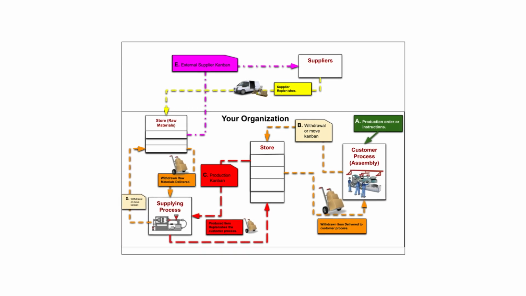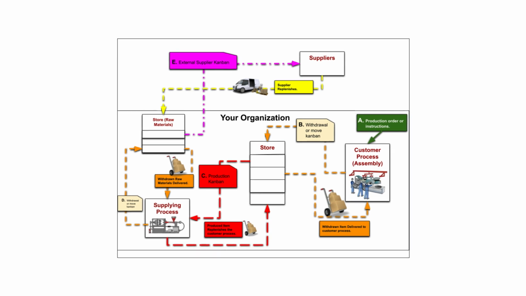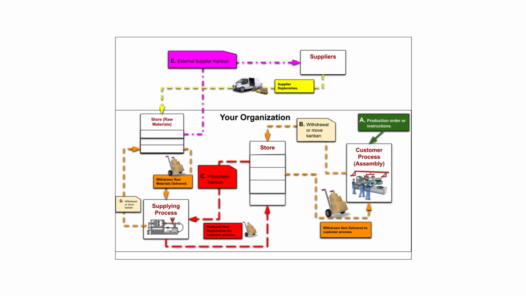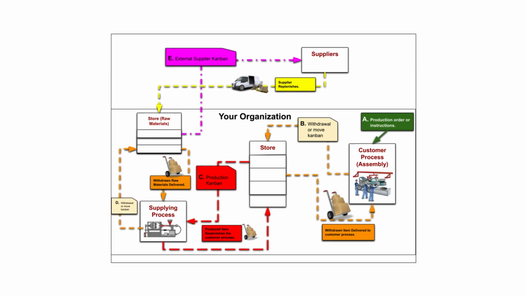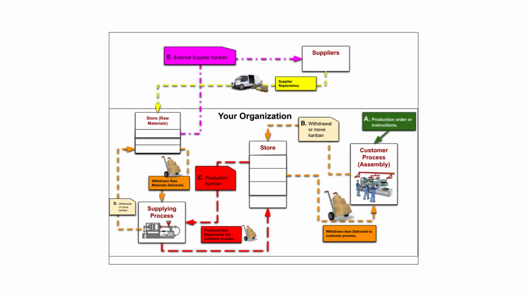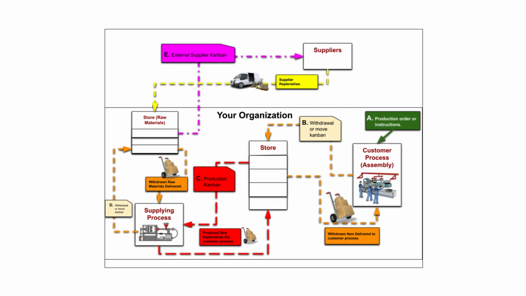The supplying process sends a withdrawal Kanban to retrieve more materials. Next, the store pulls the materials and delivers them to fill the supply process's demand needs. This now leaves the store without some materials.